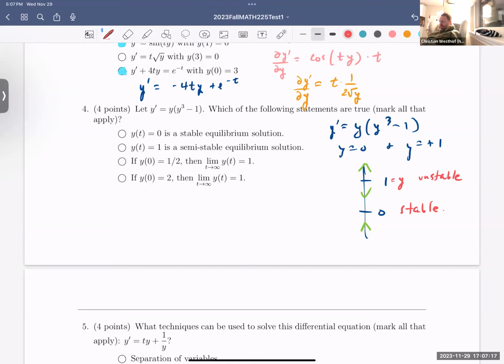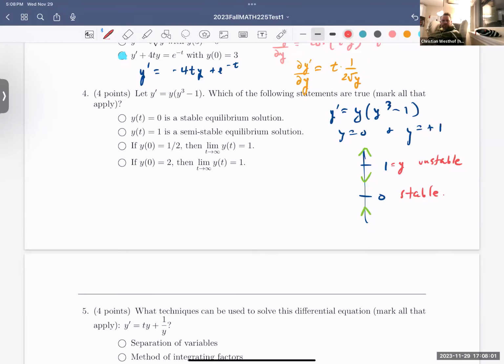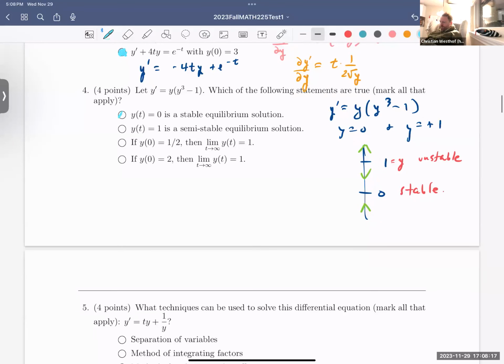And then the others, let's see, which of the following are true. So I'm going to pause just a sec. Yeah, we're back. So y of t equals 0, that equilibrium solution there is stable. That's true. y equals 1 being semi-stable, that's false because it's unstable. So we're not going to select that one. That one's out.